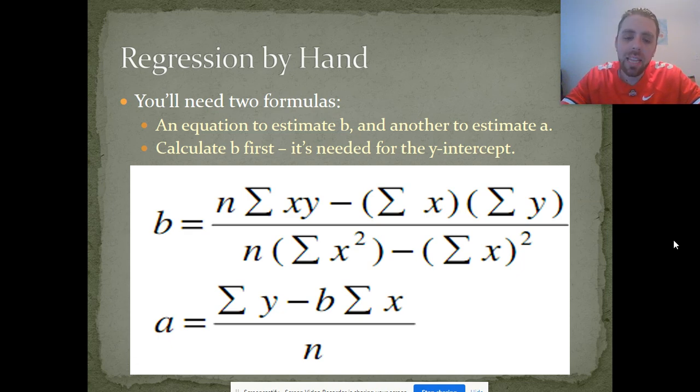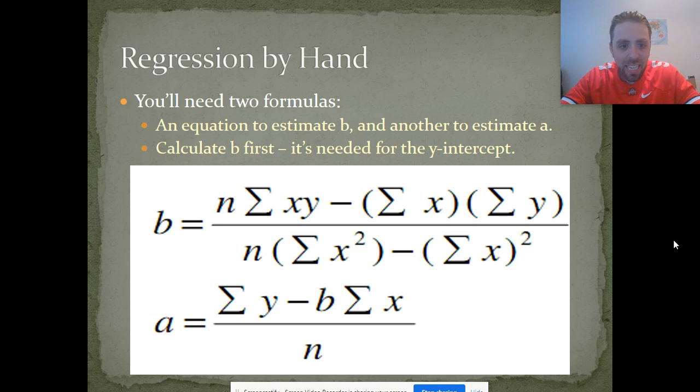Because look at the equation for A. You will see that the equation for the y-intercept makes use of what you already got calculating B. So you have to do the top thing first in order to have all the components you need for calculating A. So again, step one, don't panic. Let's just go through the components here.